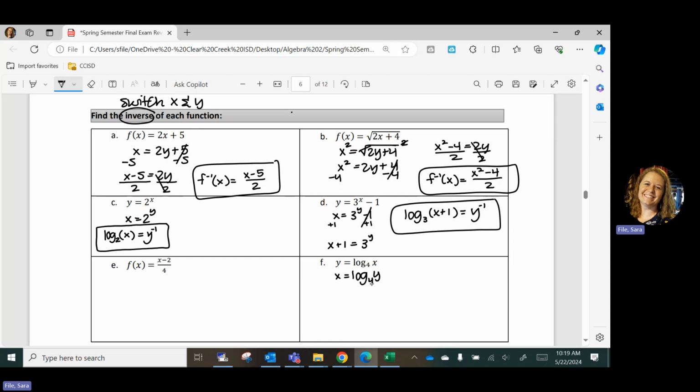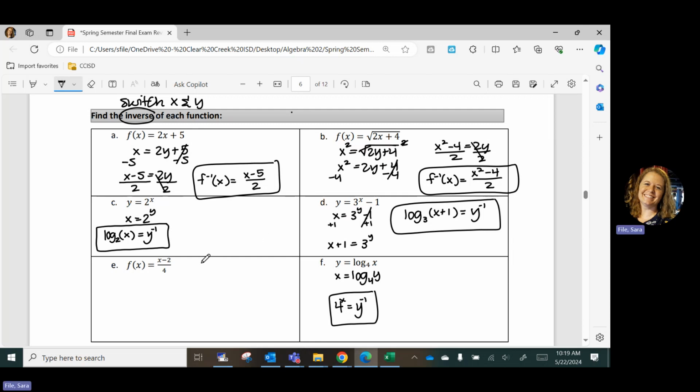So the base of the log becomes the base of the exponential. What the log equals is the power, so that's x. And the argument of the log is what that is equal to. And that's the inverse equation here. So you've got to be able to convert back and forth between log and exponential to be able to do those inverses for exponential or log functions.